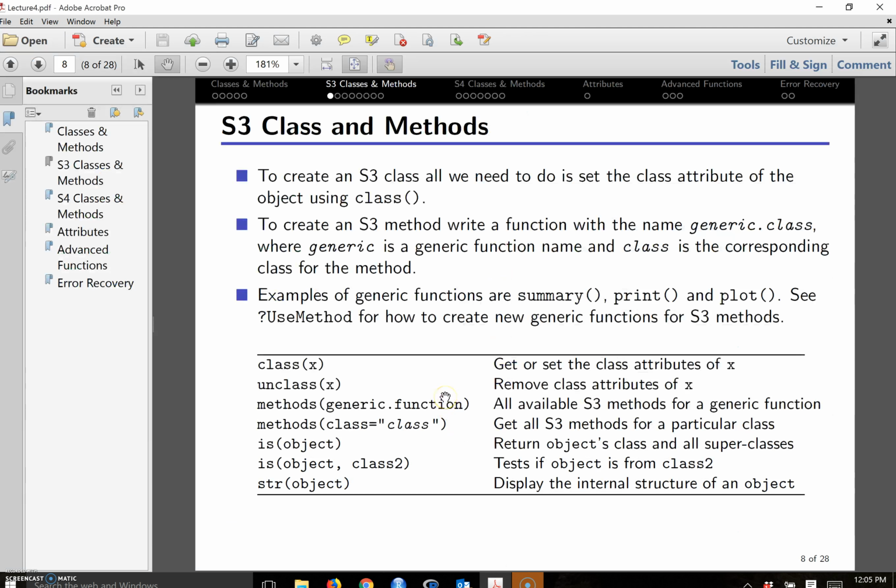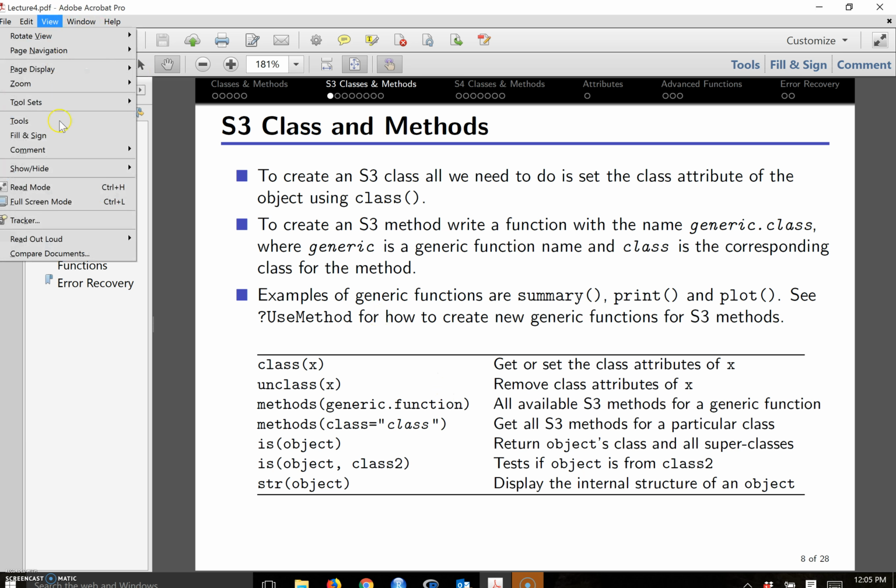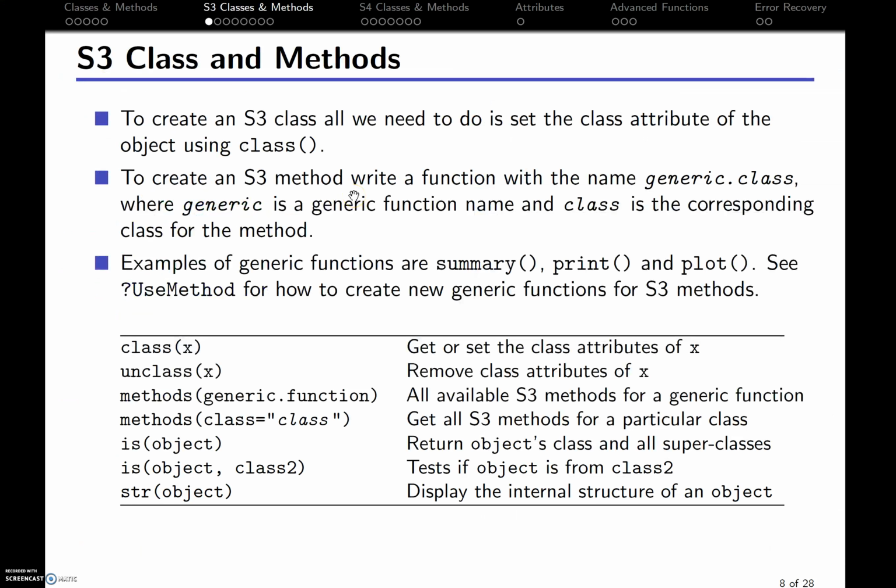All right, so when we create an S3 class, all that we need to really do is start with defining the class attribute of the object, okay? And we use that with that class function. So this can receive a class form or report out a class type as well. To create an S3 method, we need to use that generic class function and define the class in that manner. Okay, so again, just a quick little review here. Here's some examples of generic functions.